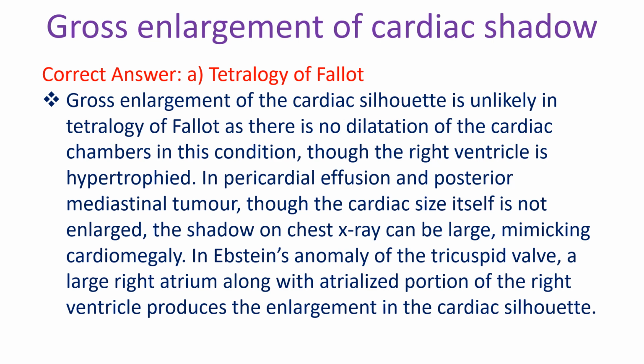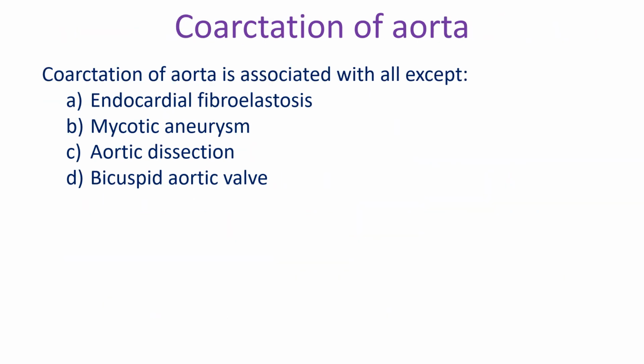Gross enlargement of the cardiac silhouette is unlikely in tetralogy of Fallot as there is no dilatation of cardiac chambers in this condition, though the right ventricle is hypertrophied. In pericardial effusion and posterior mediastinal tumor, though the cardiac size itself is not enlarged, the shadow on chest X-ray can be large, mimicking cardiomegaly. In Ebstein's anomaly of tricuspid valve, a large right atrium along with atrialized portion of the right ventricle produces the enlargement in cardiac silhouette.